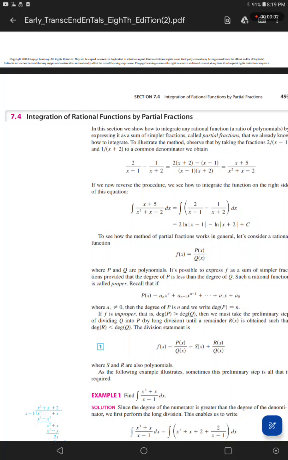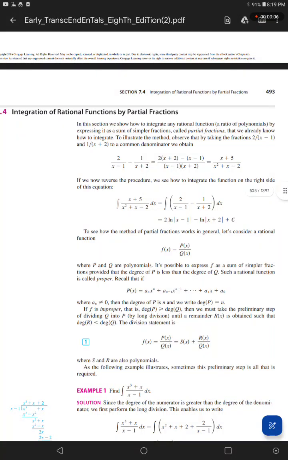7.4 Integration of rational functions by partial fractions. In this section, we show how to integrate any rational fraction, a ratio of polynomials, by expressing it as a sum of simpler fractions called partial fractions that we already know how to integrate.